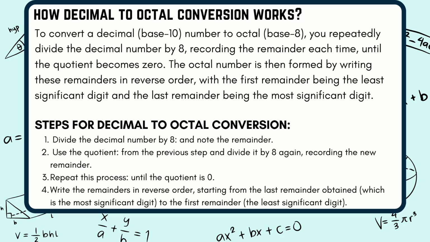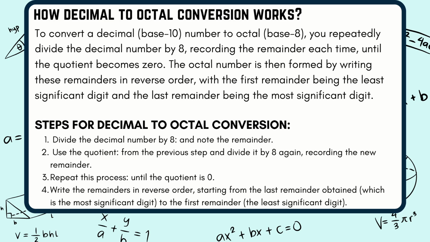So these are the steps for decimal to octal conversion. First one, divide the decimal number by 8. Kanina, nag-divide tayo using the number 2. And now, we will divide the decimal number by 8 because we are using octal right now. And note the remainder.